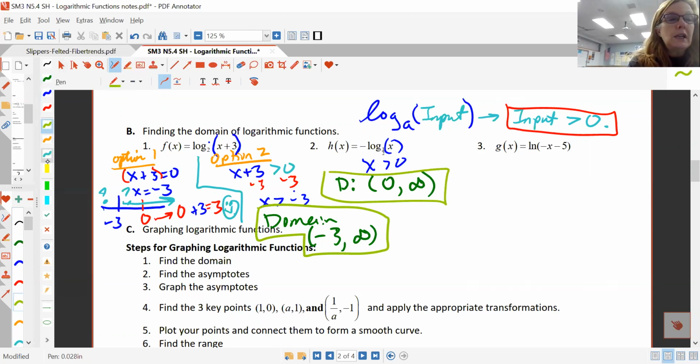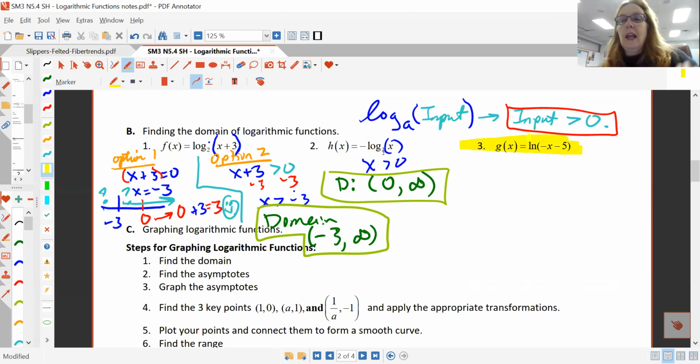I want you guys to do number 3. So I want you to do number 3 and come up with an answer for me. Chat it to me privately. Whatever you got for your answer. So why don't you just give it a shot, see what you come up with.